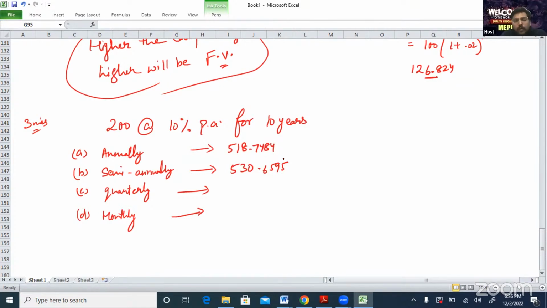Okay. Now if I talk about quarterly, again I will clear. What will be my N? My years are 10, with quarterly compounding. In a year there are 4 quarters, so my N will be 40. Then 10% is per annum, and I have to divide it across 4 quarters, so that becomes 2.5%. 2.5 is my I/Y. Then PV is 200, with the minus sign. Solving for future value, it is coming 537.012.